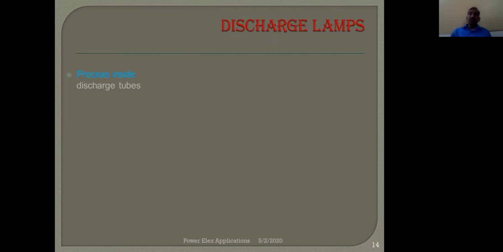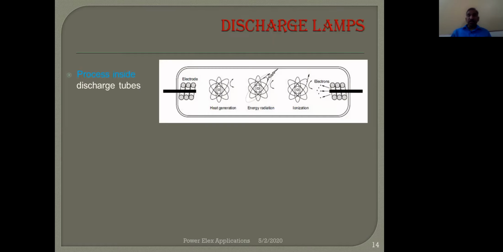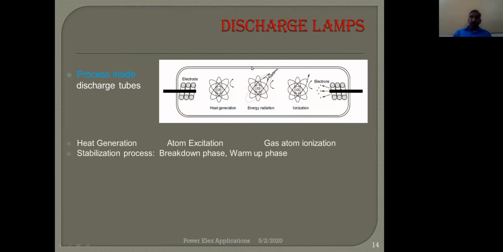First try and understand what the discharge lamps are. See, these are basically the discharge lamp or fluorescent tube. Let's understand how it works. These are two electrodes which are at the ends. And these are the phases through which this lamp glows, and then we get light out of it. It is generation of heat, excitation of atom, ionization, and then radiation of the energy. This is how it goes through these three phases and gives us light.